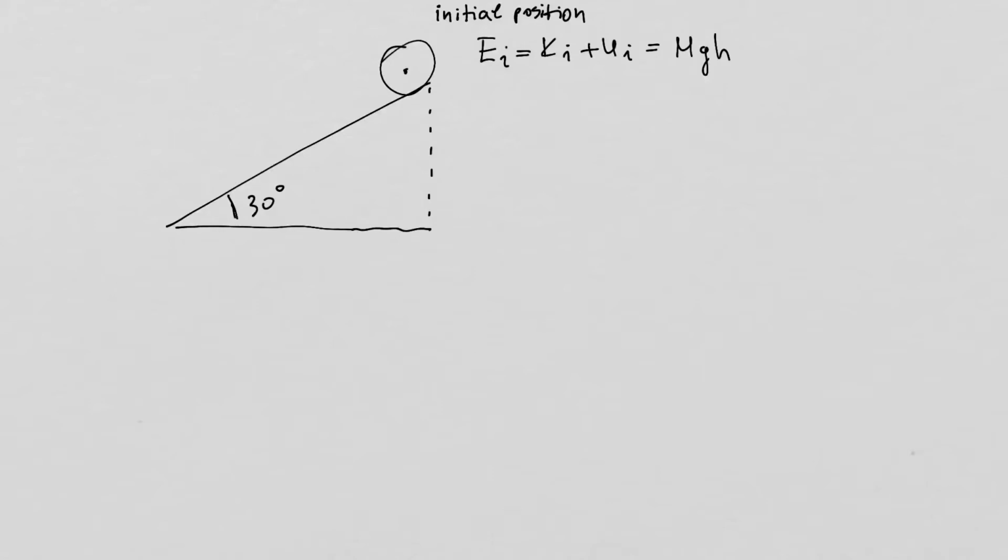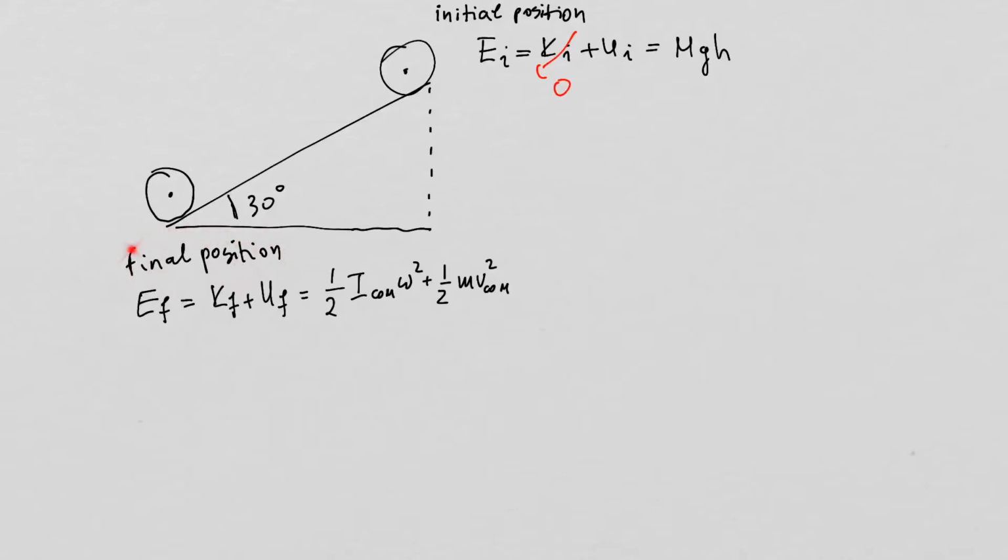The initial mechanical energy is the sum of initial kinetic energy and the initial gravitational potential energy. Since the ball starts from rest, the initial kinetic energy is 0. And so therefore, at the initial position, the ball only has gravitational potential energy, which is mgh. At the final position, at the base of the ramp, the final mechanical energy of the ball is the sum of final kinetic energy and final gravitational potential energy. However, at the base of the ramp, the gravitational potential energy of the ball is 0. And so what we're left with is kinetic energy.